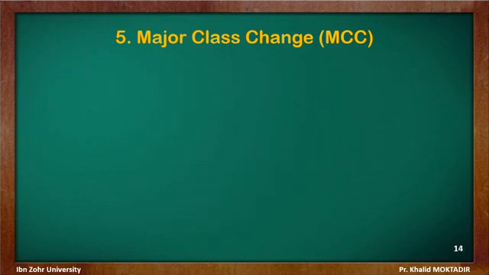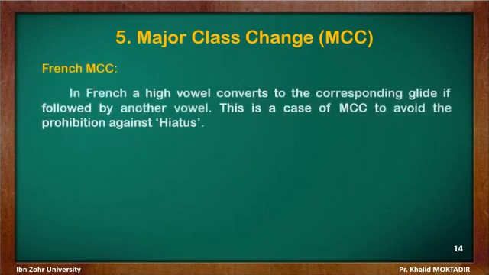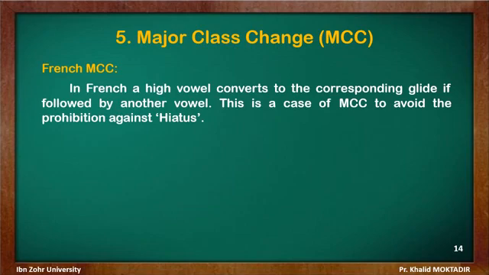Another example on major class change we pick up from French. In French, a high vowel converts to the corresponding glide. That is, I becomes Y, U becomes W, and U becomes U. That's what we mean by a high vowel converts to the corresponding glide. If this high vowel is followed by another vowel, this is a case of major class change. It takes place to avoid the prohibition against hiatus.